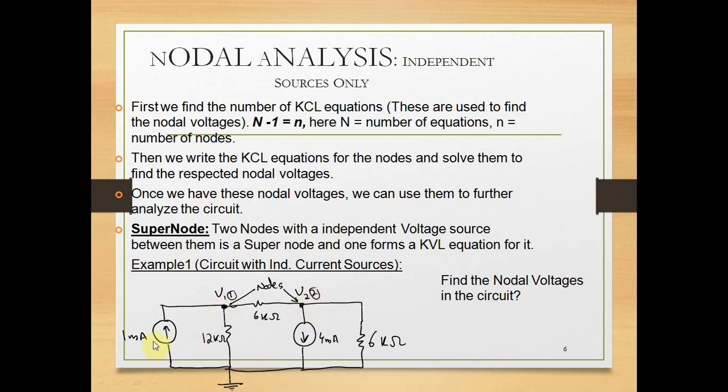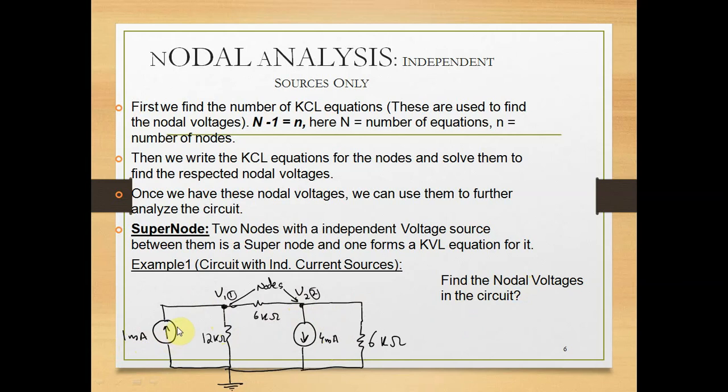By observing this circuit, there are two current sources. The first current source has a value of 1 milliampere, and the other current source has a value of 4 milliampere. Then there are two nodes, V1 and V2. These are the two nodes, and our intention is to find the node voltages V1 and V2 respectively.